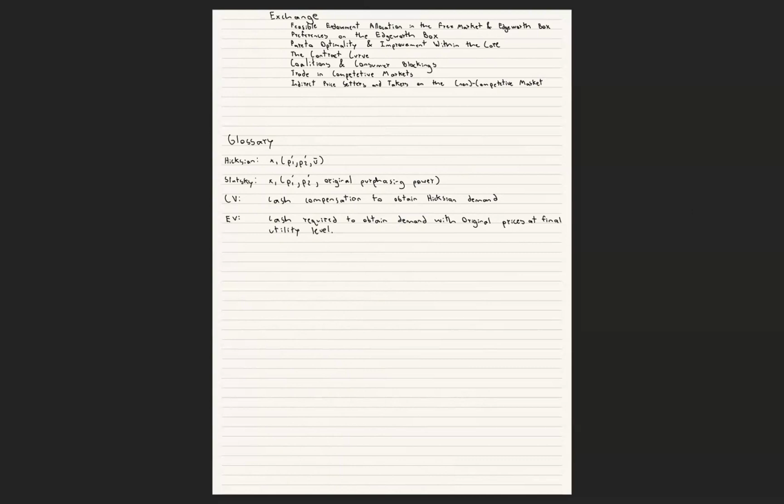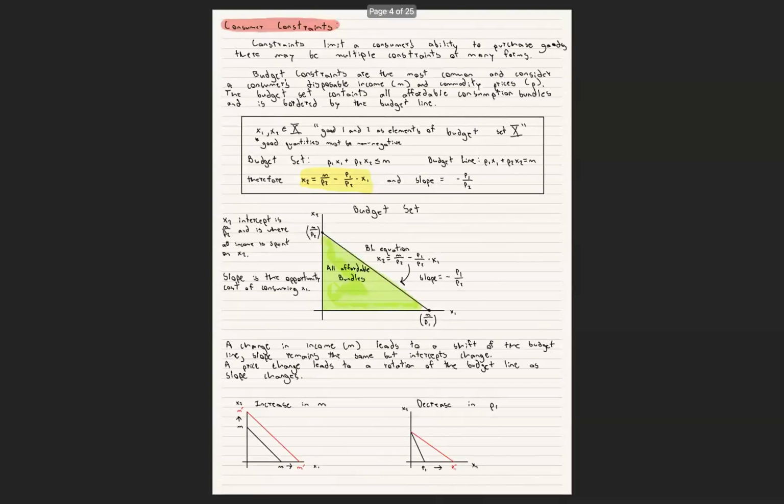So here we have the glossaries for some of the more complicated cases, whether that be Hicksian, Slutsky, compensating variation and equivalent variation. Those are just the formulas and basic things that you should understand. We'll go back to those a little bit more in depth here.